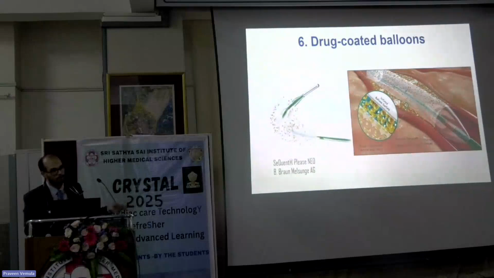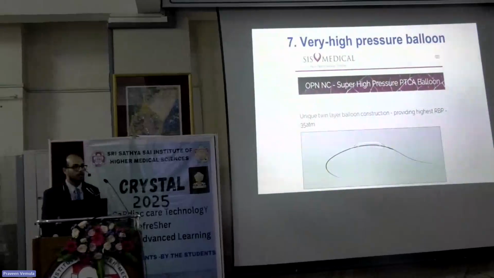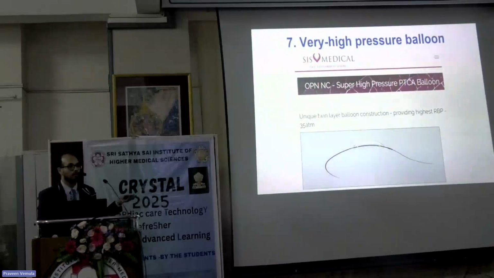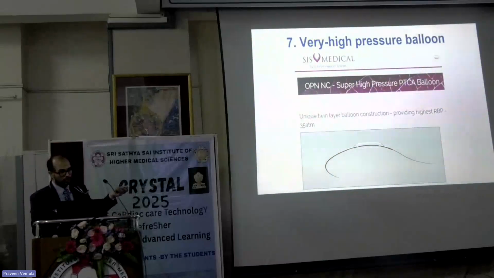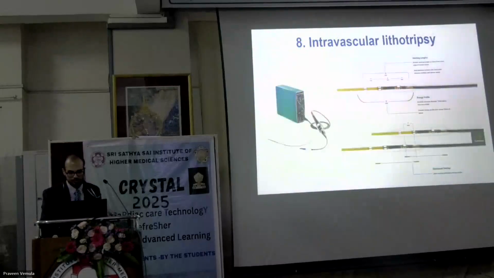You first prepare the lesion, and then there's something called an OPN NC balloon. With the OPN NC balloon, you can go up to, as I told you, the rated burst pressure for most balloons is about 20, right? So with this, you can go up to even 34, 38 atmospheres. The thing with this is it has two layers of material in it, which gives you that sort of expandability that you can go up to such high atmospheres, right?